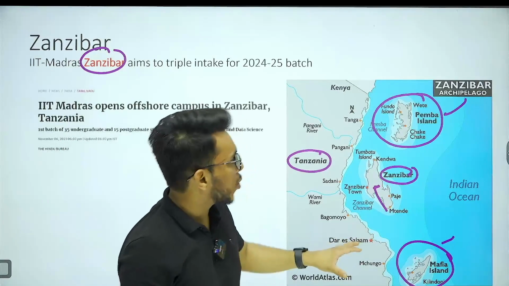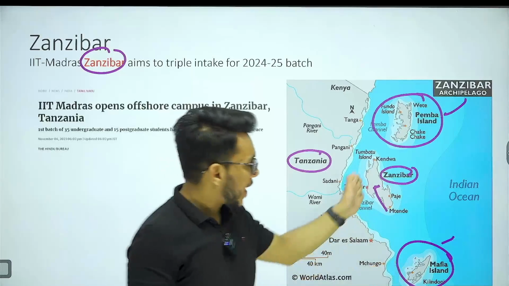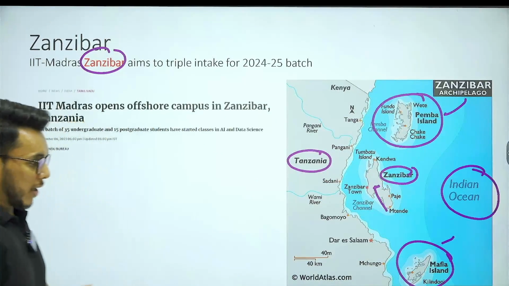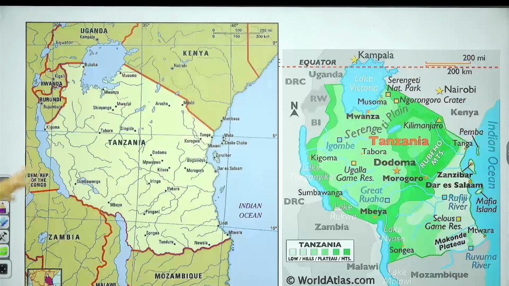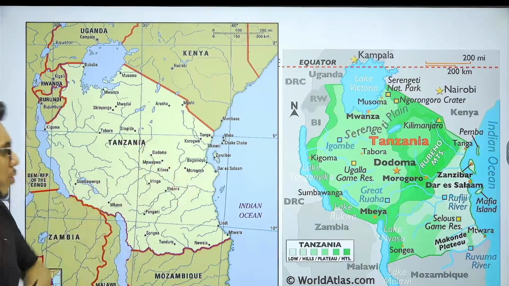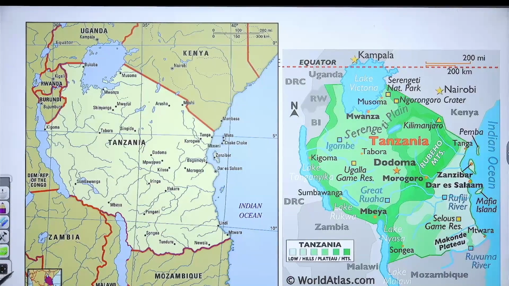You need to remember their location. Pemba Island is in the north, Mafia Island is in the south, and towards the eastern side we have the Indian Ocean. Okay, fine. Now, further, guys, as we talk about Tanzania, because we are discussing Zanzibar, you should also know the important locations with respect to Tanzania's neighbors.